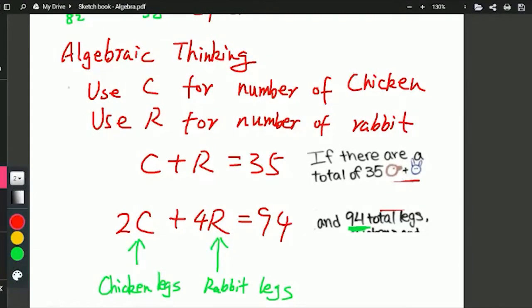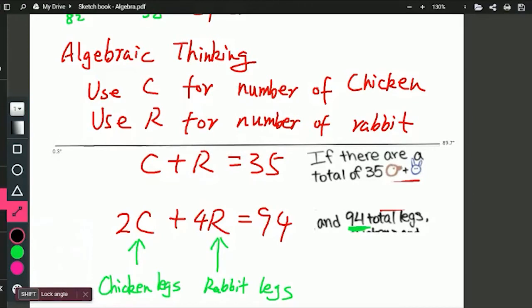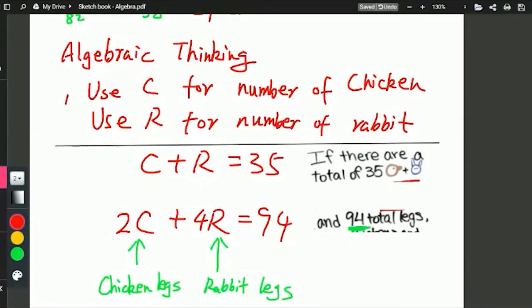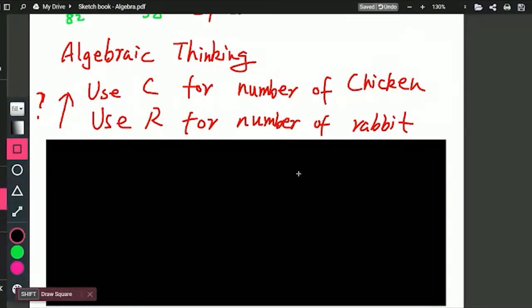Okay, can you tell me, are we good here and above? This part, are we okay? I just use a letter for the number of chickens. You can type in the chat window. Let me cover this part. If I cover below, so far, are we good? Okay, so far we're good.